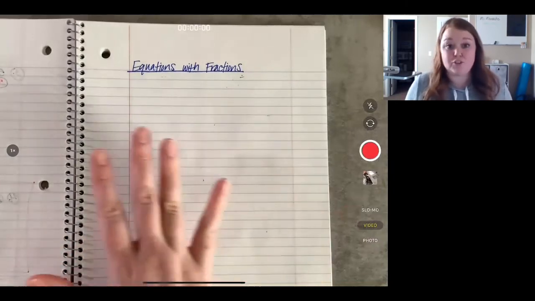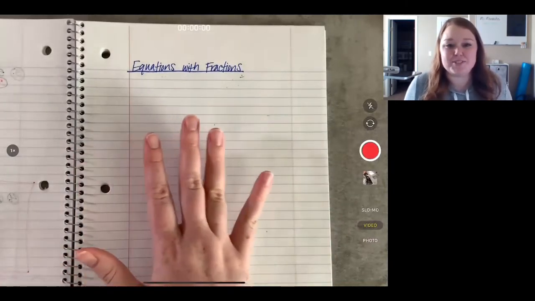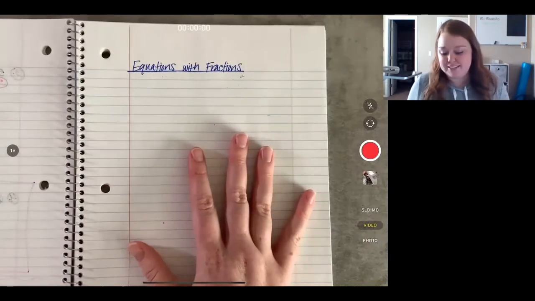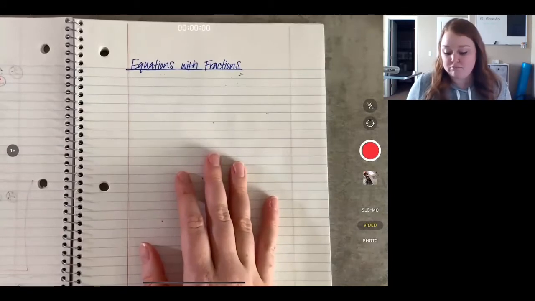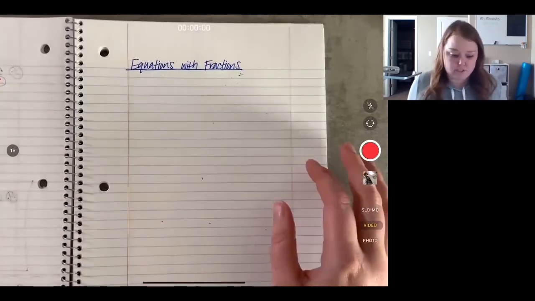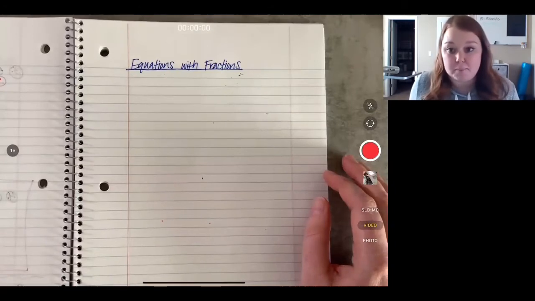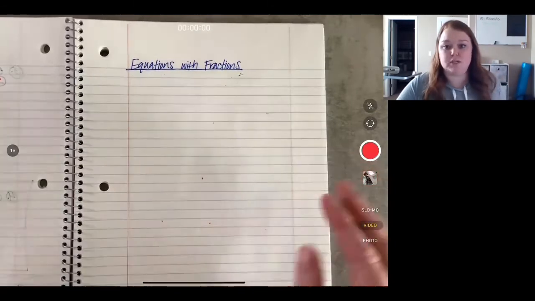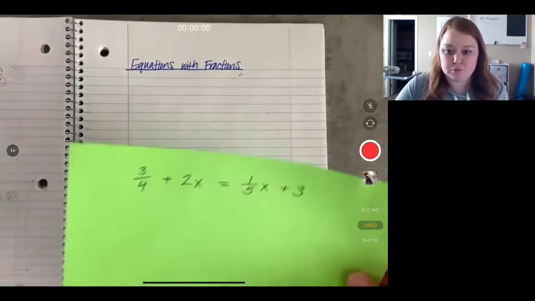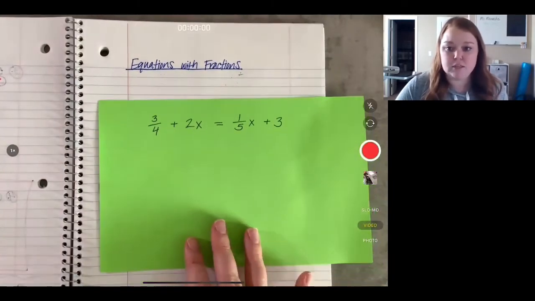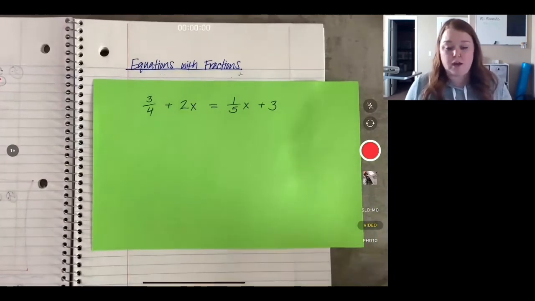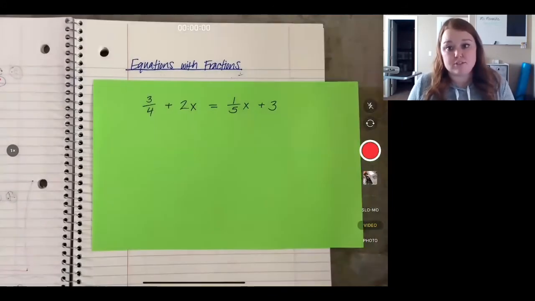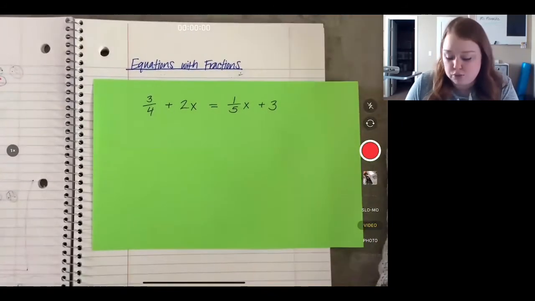But go ahead and write in your notebook equations with fractions. That is today's lesson title. Okay, so up on screen, whenever this thing catches up, is going to be this green piece of paper. It's going to just be a way for me to talk you through what sort of problems we'll be seeing. But I do not want you to write what's on the green paper in your notebook. This is for you to watch and listen to.